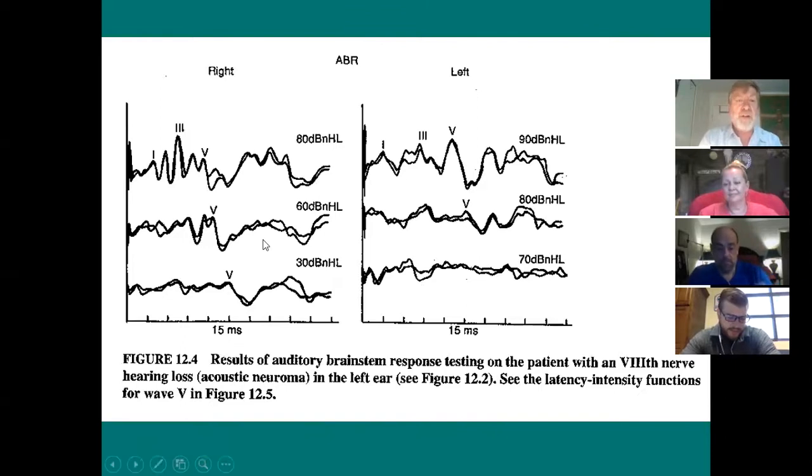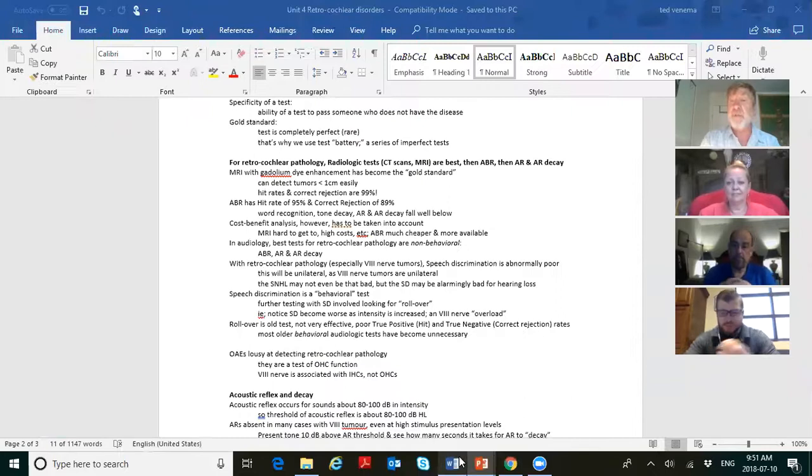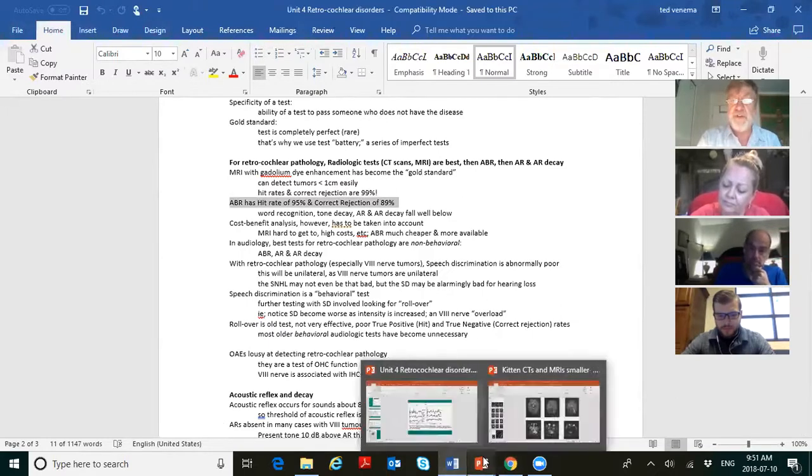The ABR is a wonderful test. It is, once again, non-behavioral. And that's what you want. So non-behavioral tests are the best. MRIs are best. CAT scans, second best. Third best, ABR, not bad, can't complain. And I'll show you another non-behavioral test of eighth nerve tumor.